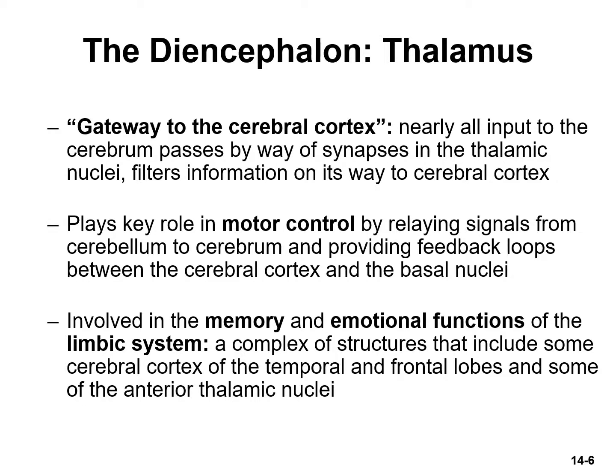The thalamus plays a key role in motor control by relaying signals from the cerebellum to the cerebrum, and it essentially functions in providing feedback loops between the cerebral cortex and the basal nuclei. It's involved in the memory and emotional functions of the limbic system. The limbic system is a complex of structures that include some cerebral cortex of the temporal and frontal lobes and some of the anterior thalamic nuclei.